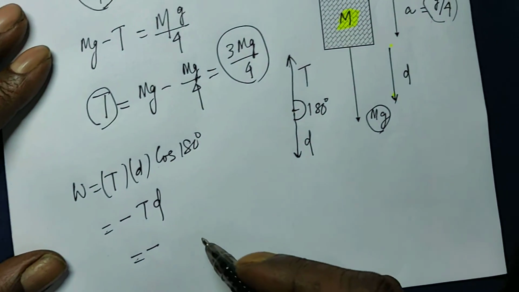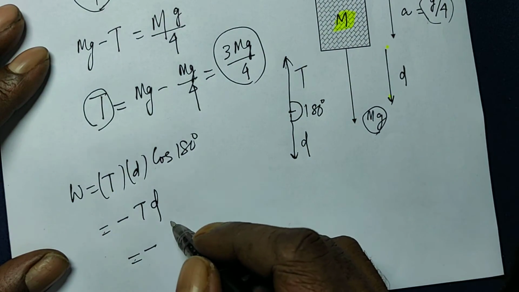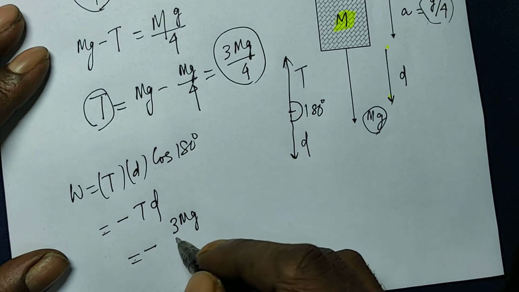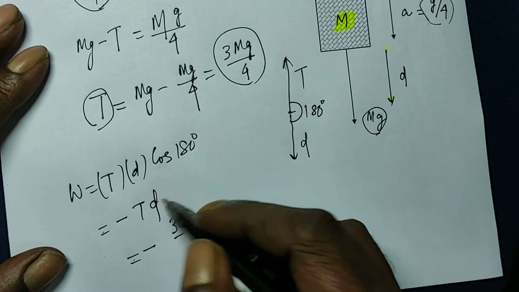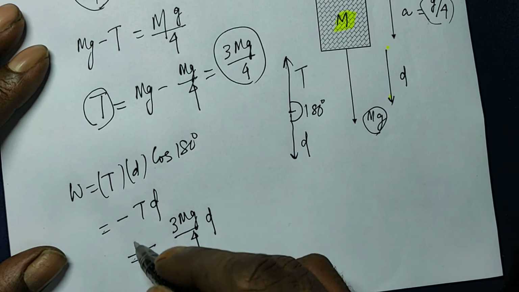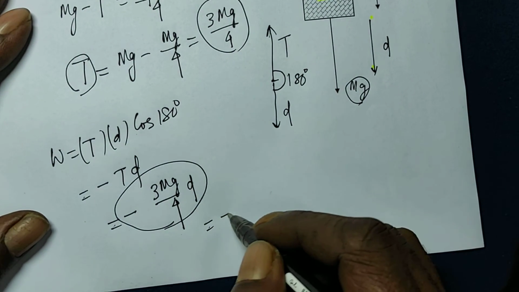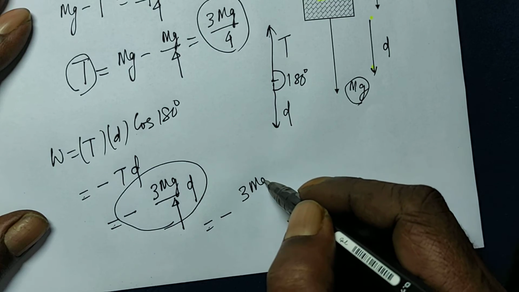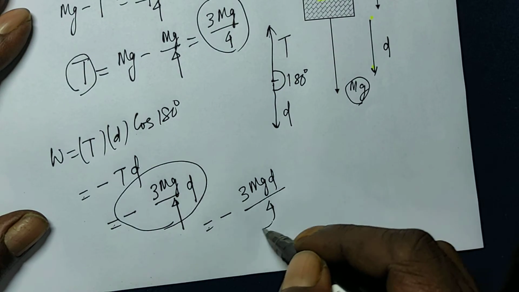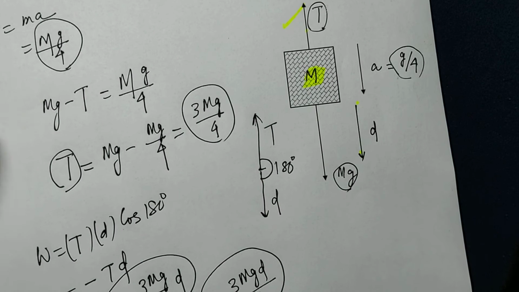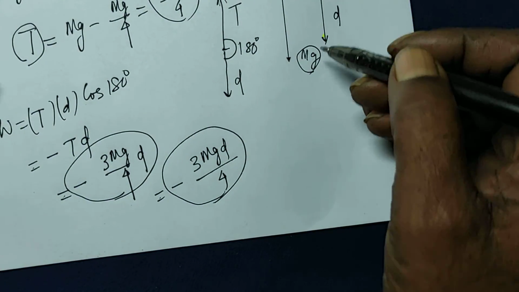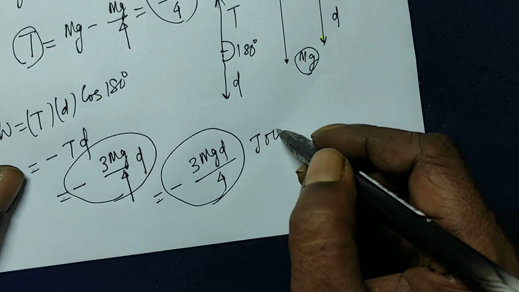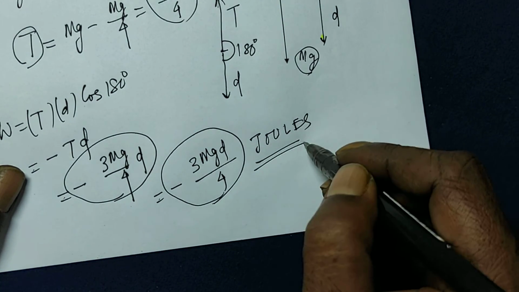So minus T. For T you write 3 mg over 4 times d. So this much is the work done, minus 3 mg d over 4. If the tension is expressed in Newton and the displacement d is given in meter, then this many joules of work is done.